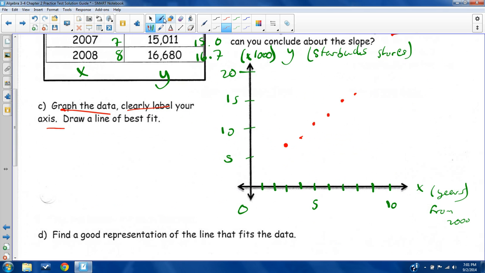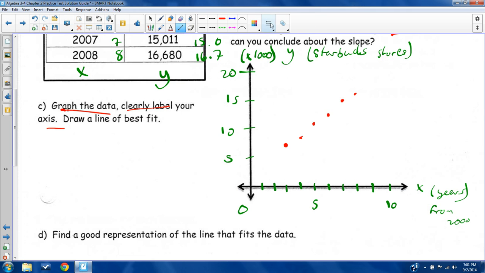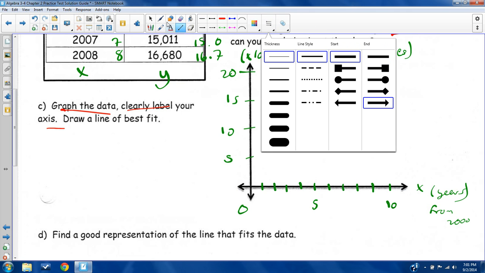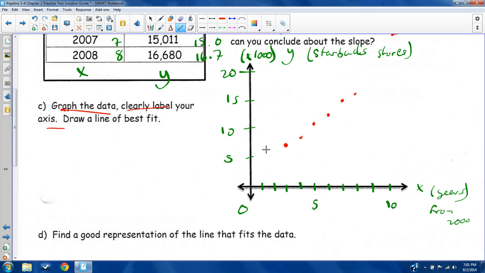All a line of best fit means is that you take a line, and I'm going to try and make it skinny. You take a line, I'll make it blue, and you're going to graph it through these points as best as you can. You're going to kind of rough it. So first I'll get it through those points, kind of like that. And then I want to finish it off and say, okay, that's not that bad. I want my line to look like that.